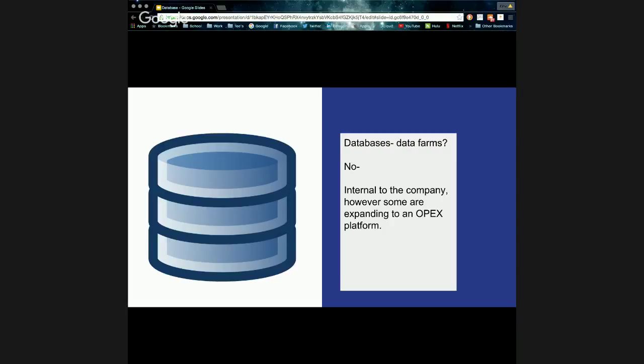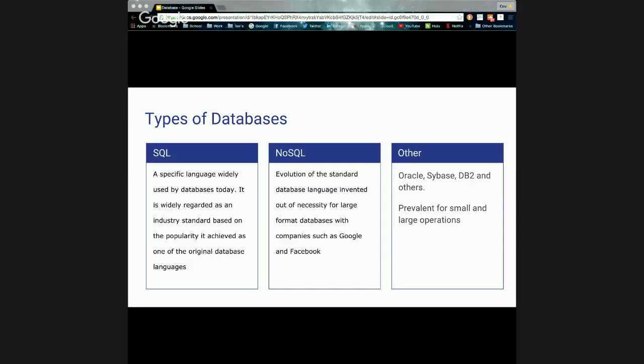Most databases are internal, so they live inside the company. But a lot of databases today are expanding out to an OpEx platform, which means operating expenditure, to where instead of just buying that whole computerized system up front, they're now being kind of moved to the cloud and pushed out to other services, software as a service providers, so that their capital expenditure can be decreased and their operating expenditure increases. So let's go into the types of databases.